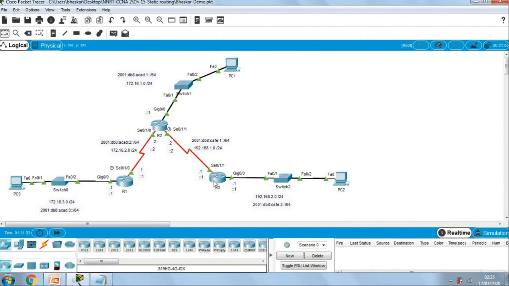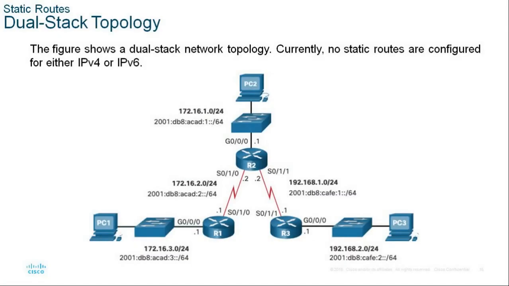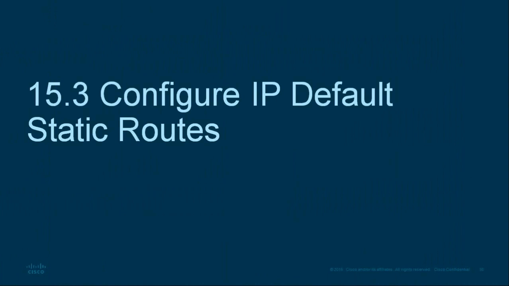Now I am going to configure R3. For that I am going to use the default route, right? Before configuring R3, I'll go back to the PPT and we'll come back to the topology later. Okay, now this is the topology we configured basically, right? The next topic here is 15.3, configure the IP default static route.